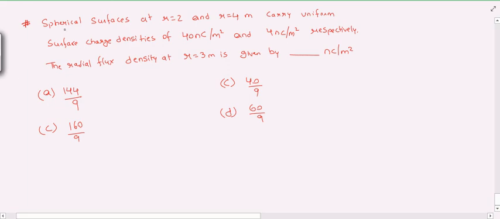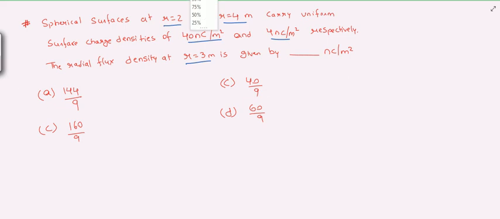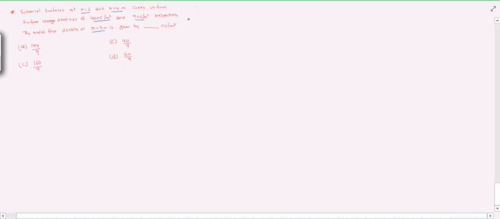Here spherical surfaces at r equals 2 and r equals 4 carry uniform surface charge density of 40 nanocoulomb per meter square and 4 nanocoulomb per meter square respectively. The radial flux density at r equals 3 is given by dash nanocoulomb per meter square. So we have to find the radial flux density, that is nothing but the electric flux density or the displacement flux density, from these options whichever is correct. So let us find out what will be the correct answer.